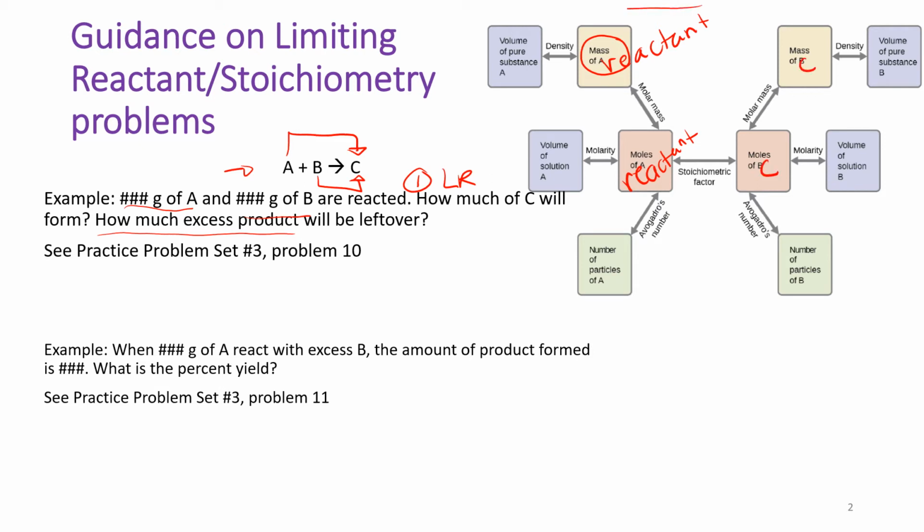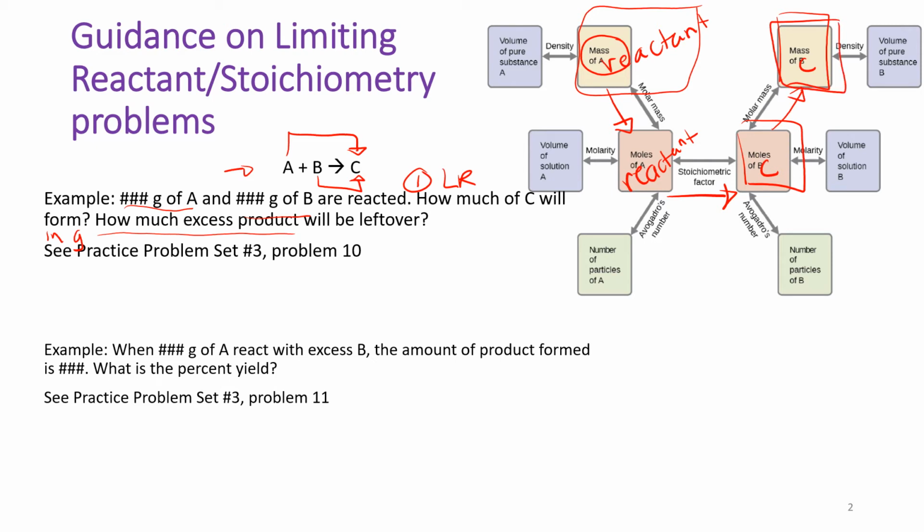You are going to start off with your mass of your reactant. You go to the moles of the reactant. You use the stoichiometric factor to get to moles of your product, C. And then finally, molar mass of C to get to your mass of C. So let's say it was asking how much of C will form in grams, okay? This is very specific, just so that we know we're going all the way here. And that would be your process.